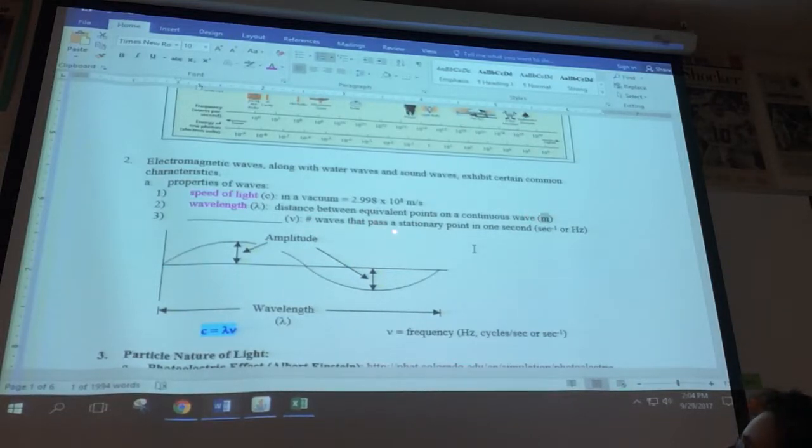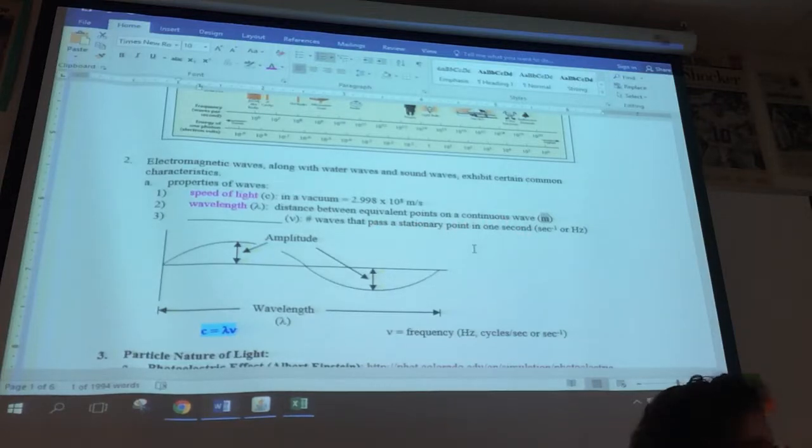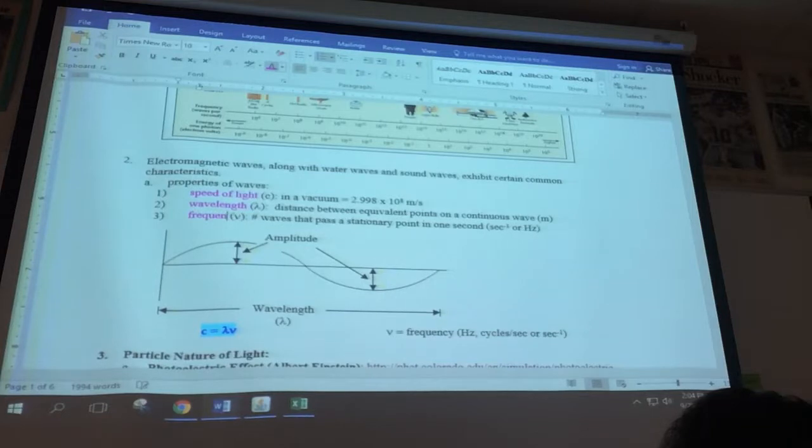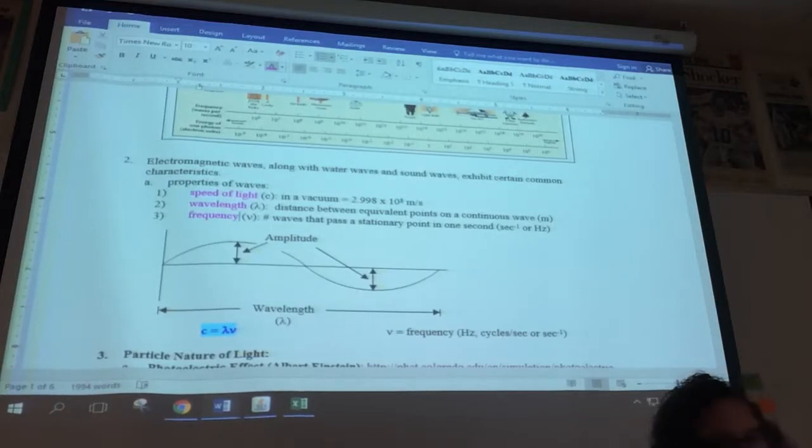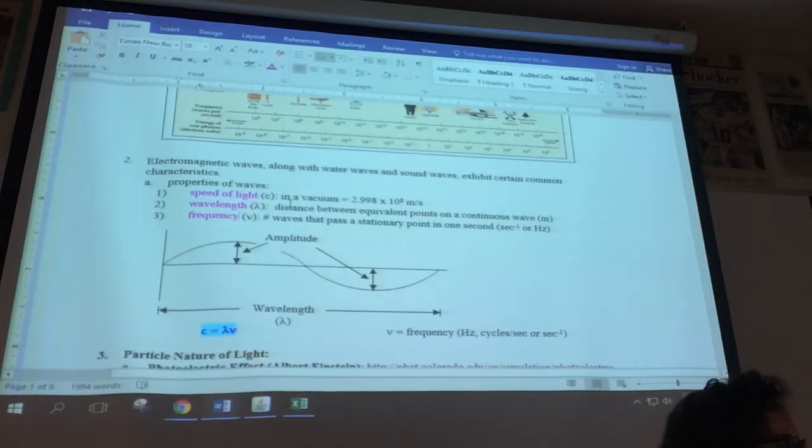The number of waves that pass a stationary point in 1 second is the frequency, abbreviated with that nu. So if you went to the beach and watched the waves crash into the shoreline, if you counted how many waves passed a certain point, say in 10 seconds, and then divided by 10, you would get the frequency, the number of waves that pass a stationary point in 1 second.